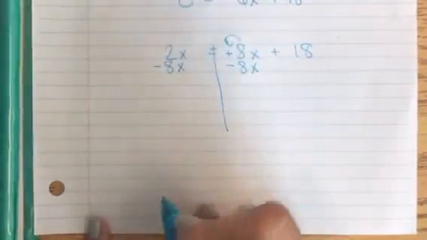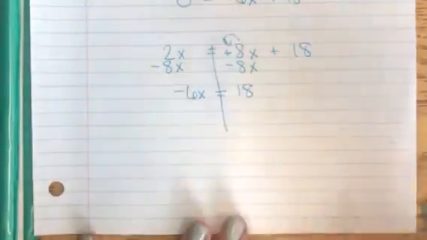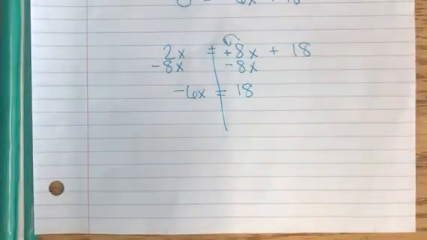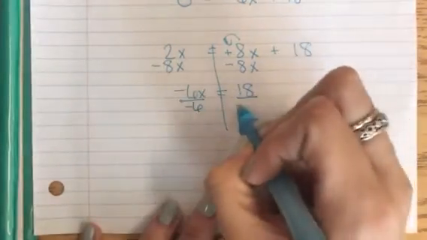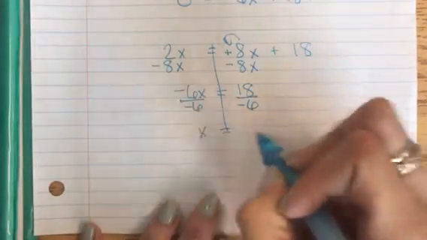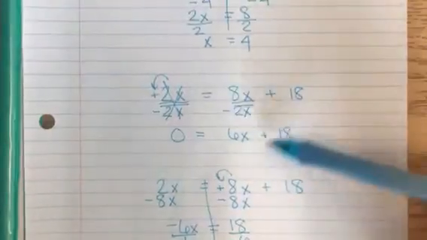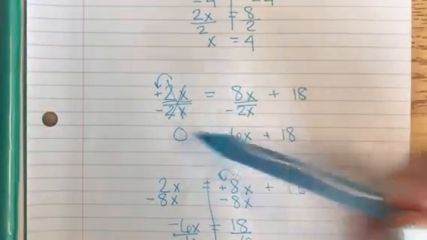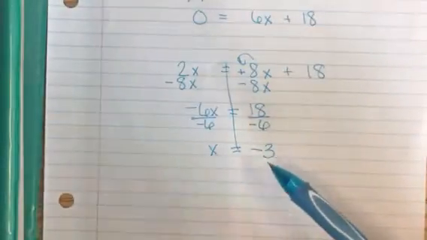Okay, 2x minus 8x gives us a negative 6x. Right, and now we don't have anything that we need to move back to fill in that side. We can just simply solve, undoing multiplication with division, and get x equals negative 3. Now, if you would have gone this route and if you did this correctly and made this a 0, you still could have subtracted and divided, and you would still get an answer of negative 3.